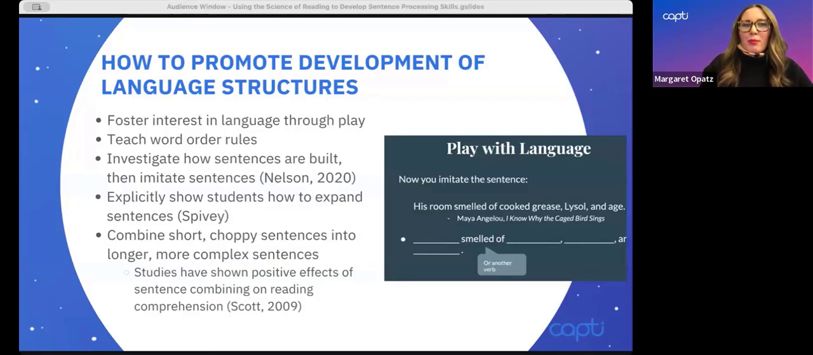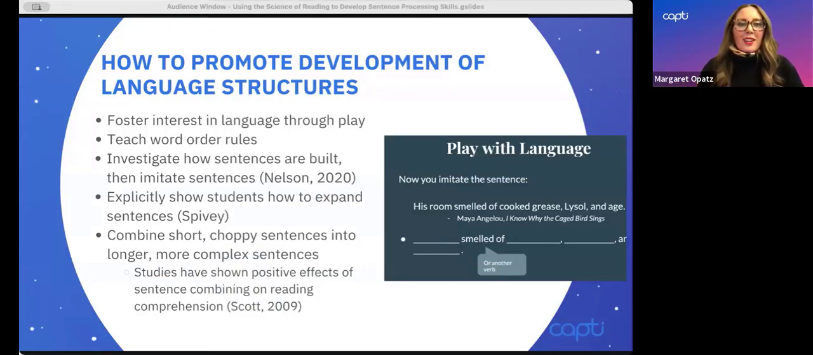So as far as promoting language structures, the one thing that we can do is foster interest in language through play. I think that sounds a little bit silly maybe, but we can really play with language and encourage students to play with language, because the more that they play with it, the more comfortable they will be to try out different structures and to take risks within language.